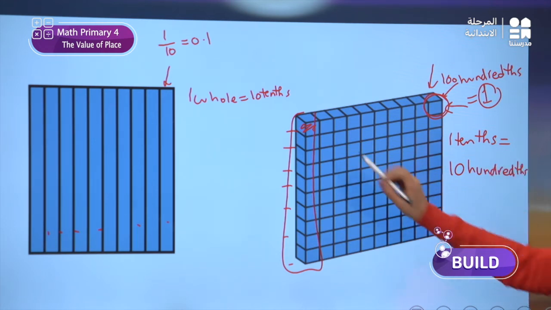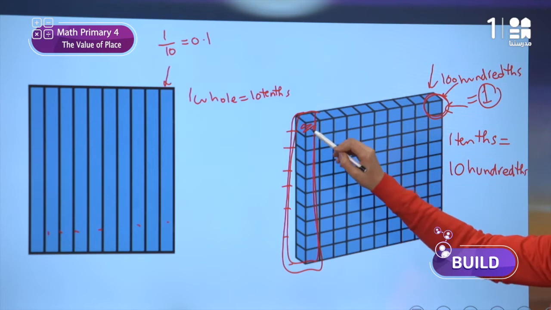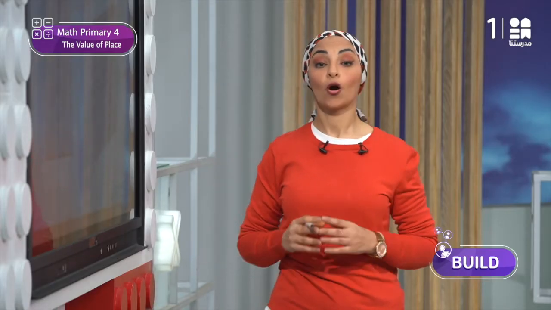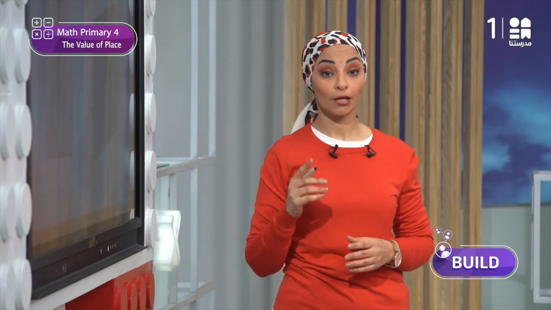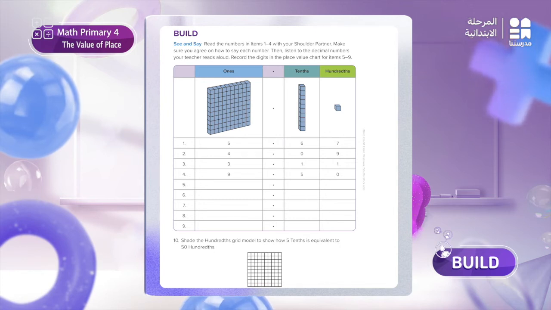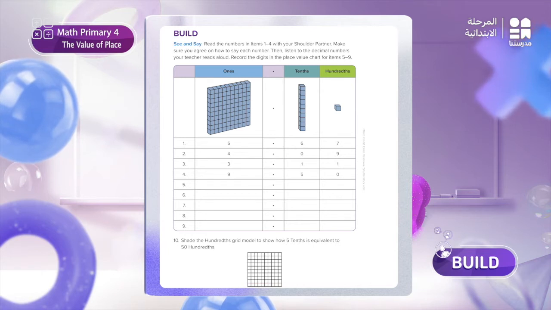Right? 1 tenth means 1 column represents 10 hundredths. Now we will move on to Build on page 72 in your school book. Let's see it all together. Here, as you see, we will practice more and more on reading decimal numbers up to the hundredths place using the chart in front of us.